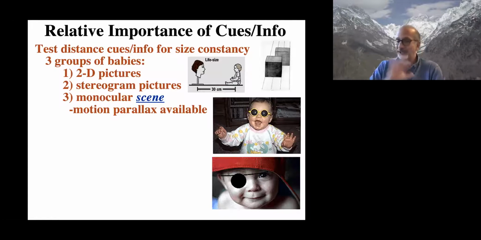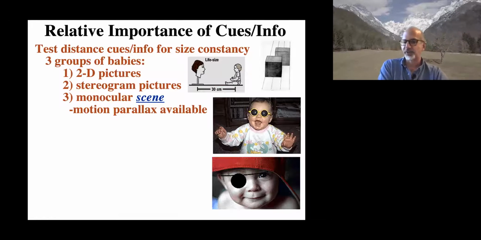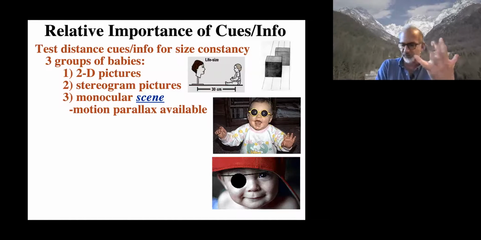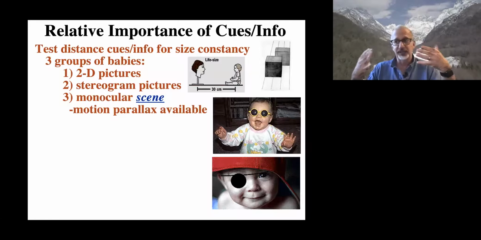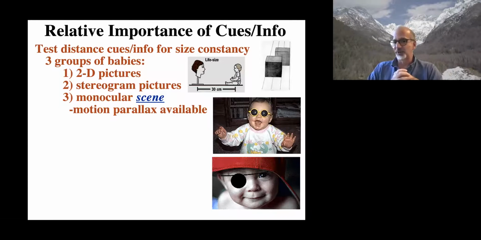And it is the only group of the three babies that's going to have the motion parallax available to it. Motion parallax isn't available when you're looking just at a picture or a photograph, or even when you're getting stereogram pictures. Motion is not going to be available in that case.